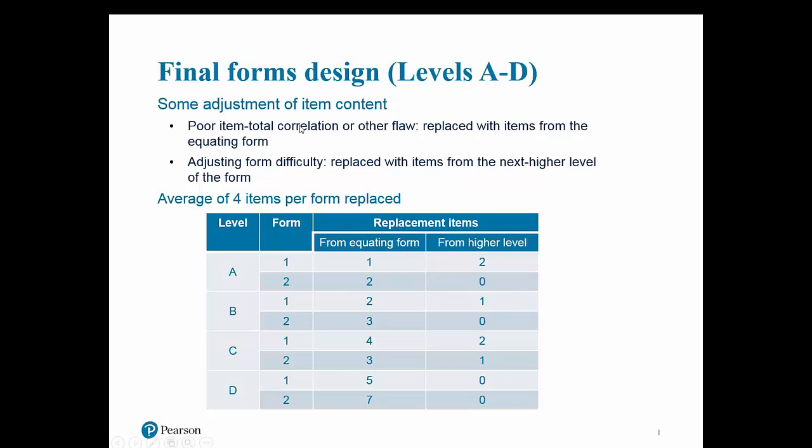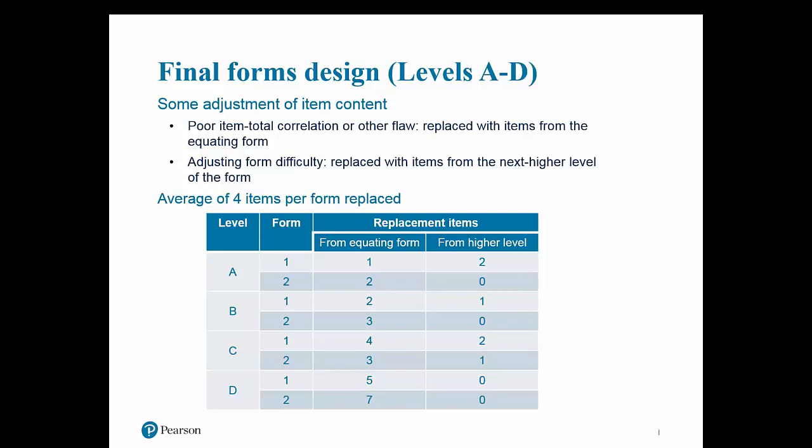In designing the final forms, I mentioned that we had form 3 at each grade level in the standardization as a source of potential replacement items if they were needed. And so we did wind up having to make some replacements and some shifts of items across levels in the final forms. The reasons for doing this were either some flaw in the item that became apparent after standardization, such as a poor item total correlation or a problem with the behavior of distractors or some other difficulty.